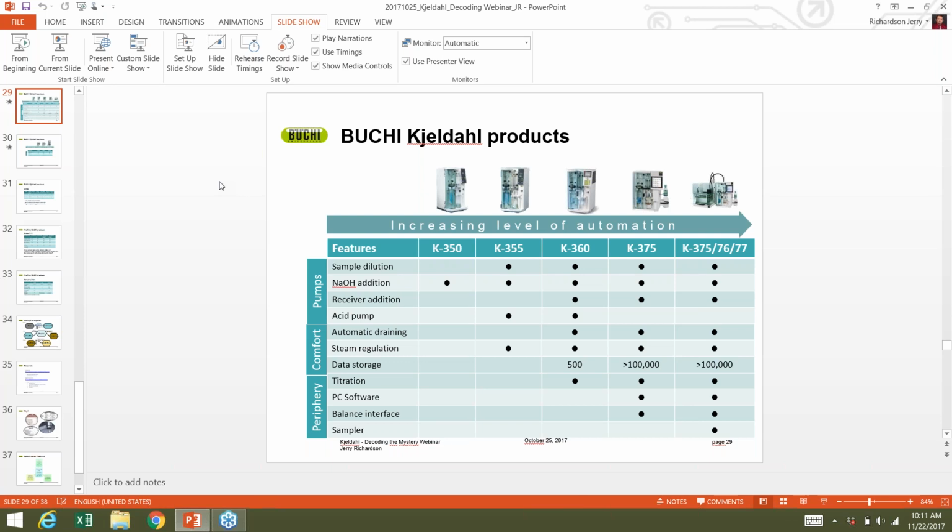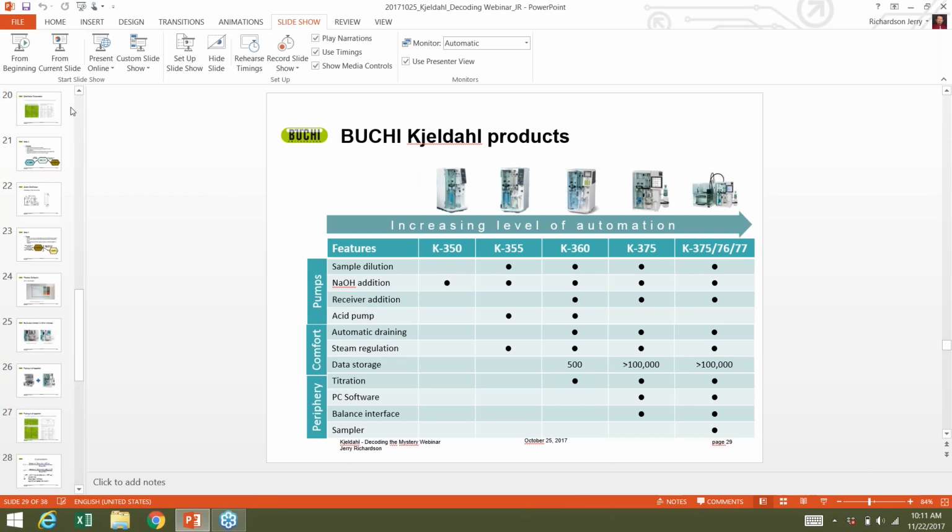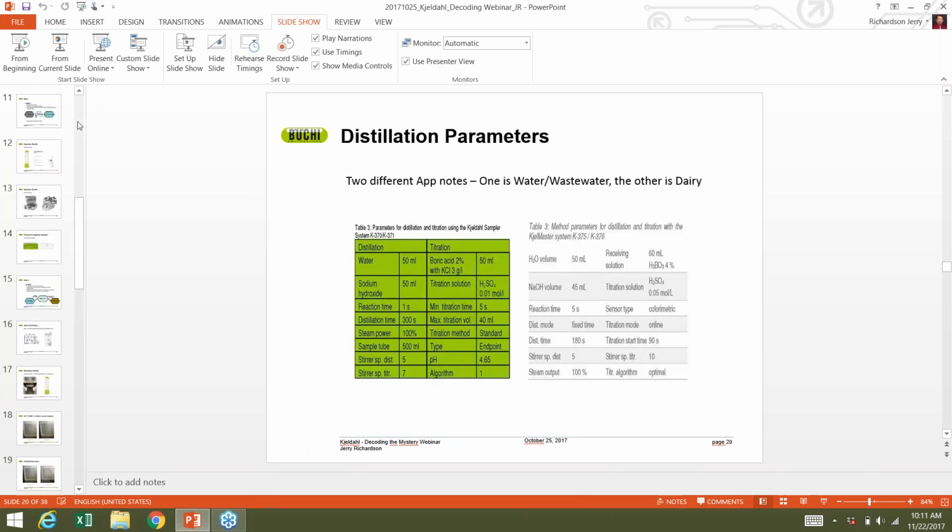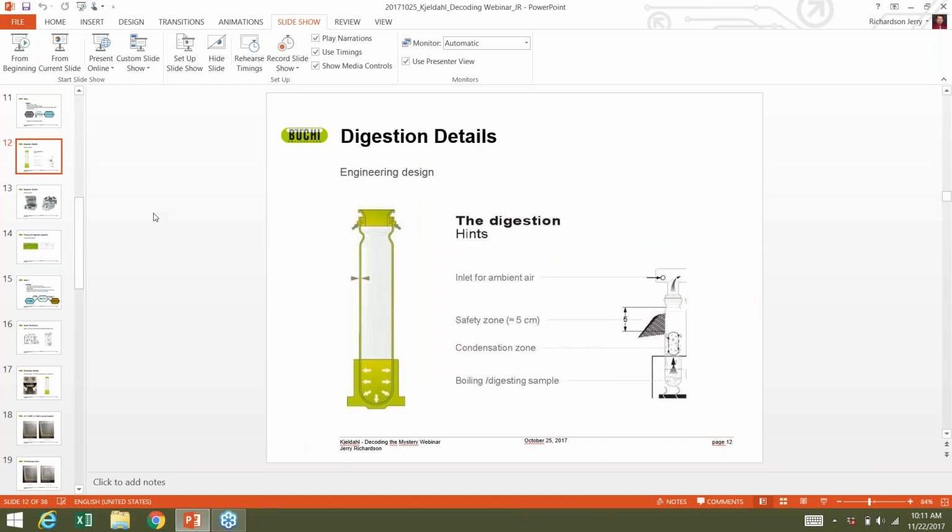Okay, so just real quick to go back to the quality of the glass, let me bring a picture back up. All right, so the engineering design of the glass is very straightforward. The thickness of the glass that Buki provides is 2.3 millimeters, whereas most other people who make Kjeldahl glassware, the thickness of the glass is 1.8 millimeters. So the thickness of the glass does add to the length of life significantly, and also adds to the strength.